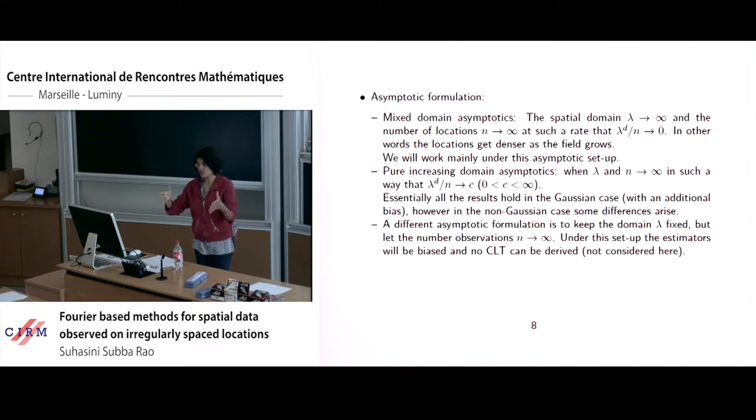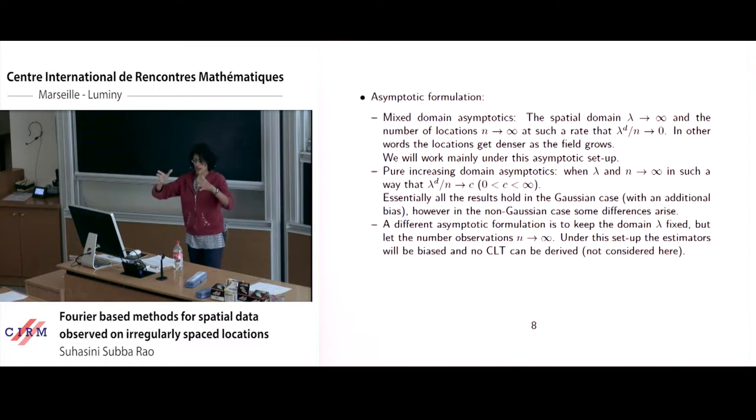If you're stationary, you just assume that the time increases. But when you have this irregular sampling in a spatial random field, it's not entirely clear how one should go about doing the asymptotics. So there are several ways to do the asymptotics. One is mixed domain asymptotics, and this is going to be the main focus in this talk.